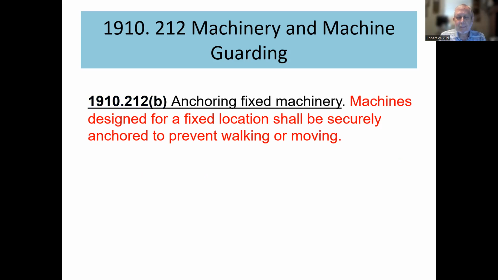Anchoring fixed machinery. OSHA will get you for this. Machines designed for a fixed location shall be securely anchored to prevent walking or moving. They wrote this up for a drill press in a shop that wasn't bolted down. Now, the base of the drill press has holes in it where you could do it, and it's not going to be going anywhere else. It's in the shop. I mean, it wasn't portable. And this is one of those things that's maybe an infraction, but it's not a hazard.